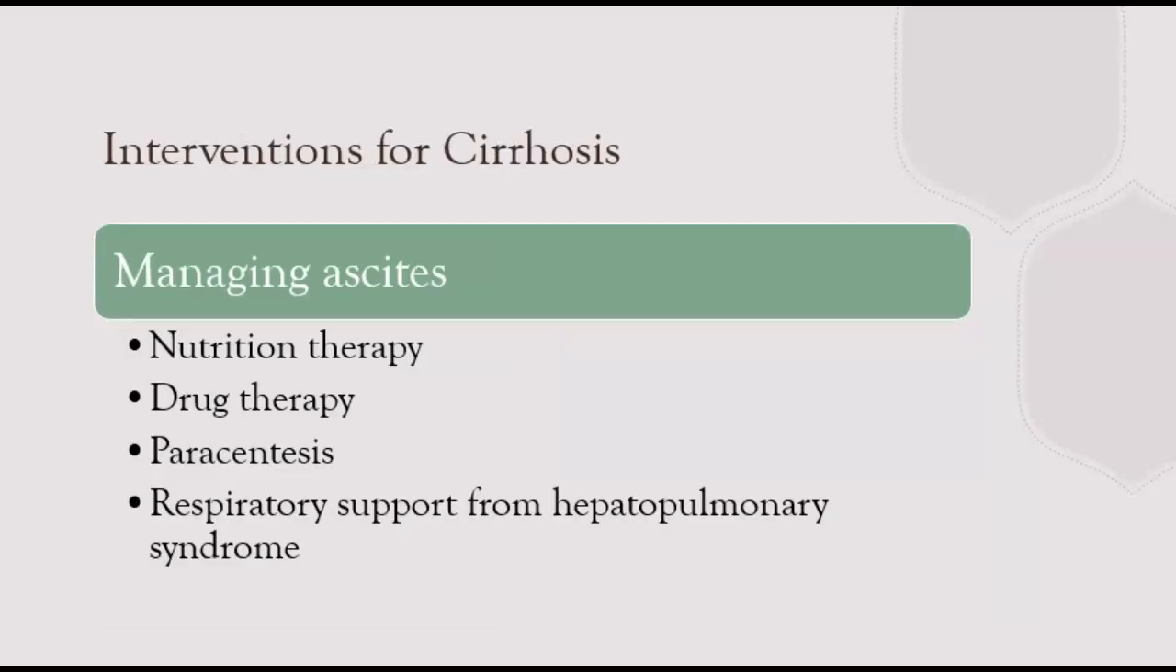Interventions for cirrhosis, specifically managing ascites. Nutrition therapy: they should be on a low sodium diet to control the fluid. And for late stages, they might be getting IV vitamin supplements such as thiamine, folate, or a multivitamin. Drug therapy: they'll be on diuretics to reduce that fluid accumulation. They'll have a paracentesis, which is when a catheter is inserted into the peritoneal cavity to drain that fluid.